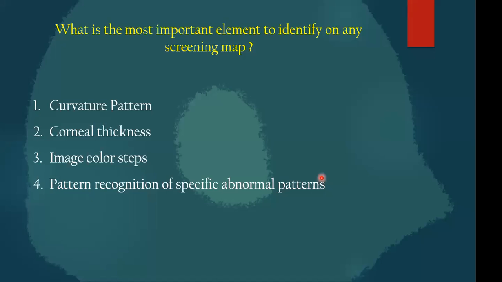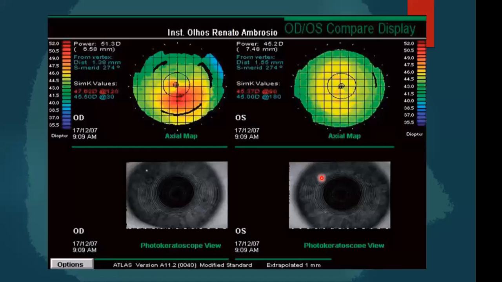So it's option 3. A few people are saying option 3, a few option 4. So option 4 is the correct option. The most important element is pattern recognition of specific abnormal patterns. Of course, option 3 is also correct, but 1 out of 4 has to be right and the second one will be just correct. Okay.